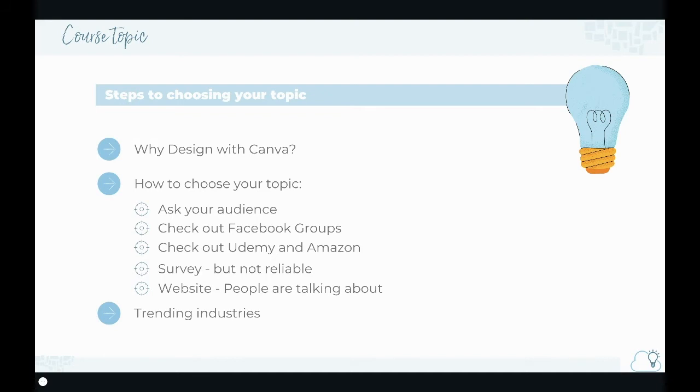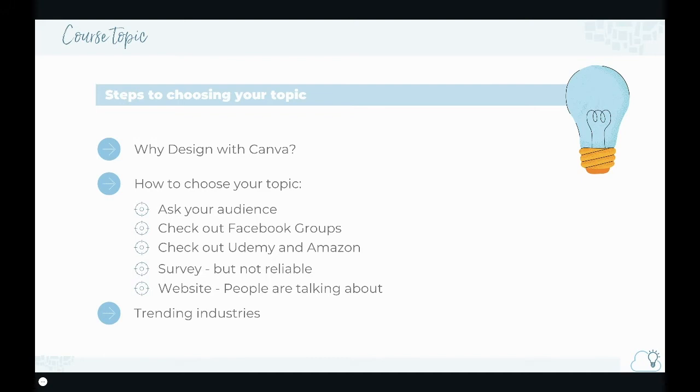So how to choose your topic? Ask your audience. If you have an email list, Facebook group, whatever, ask them what they want. I think that's an important part, to do that. And then check out Facebook groups. You can ask questions in there as well. Check out Udemy and Amazon.